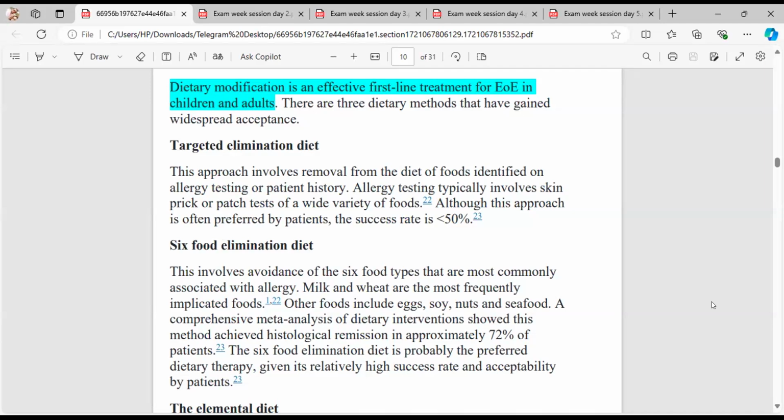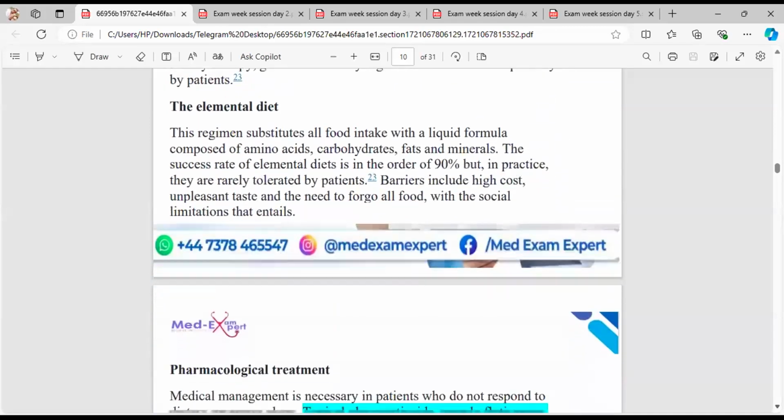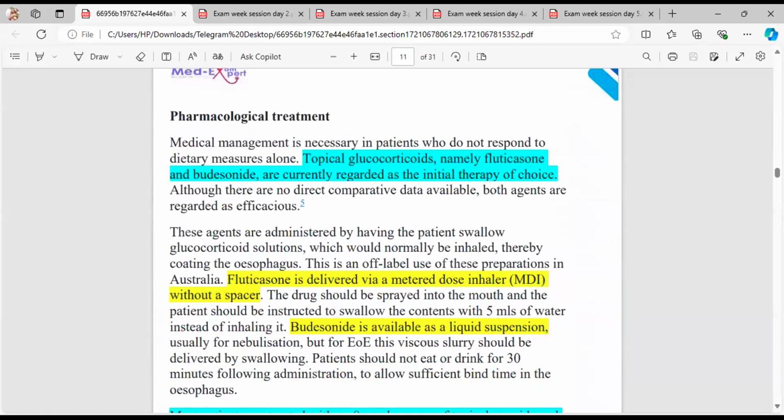You will ask the patient in the history which food causes this problem. Like in our question, the patient has the problem with chicken nuggets. So maybe the patient has the problem with the chicken. So we just eliminate that food from the diet. After this, if the patient still has the same problem even with the elimination of the food from the diet, then your next step will be pharmacological treatment.